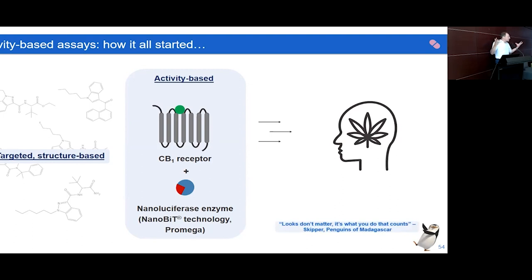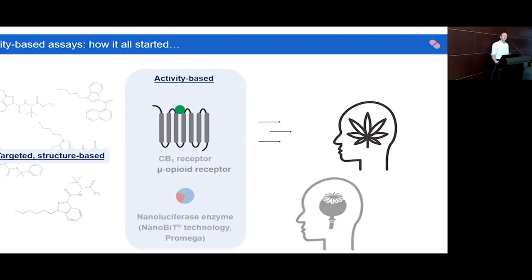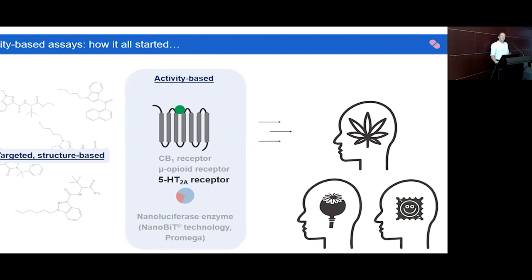And for those of you who have children that are fans of the Penguins of Madagascar, there's a famous saying by Skipper: looks don't matter, it's what you do that counts. You can recall the second part of my presentation like that, because it doesn't matter what a compound looks like, it's what it does that counts. If it binds to or activates the cannabinoid receptor, that's what we will measure. And this holds true not only for the cannabinoid receptor, but also for the mu opioid receptor and for the serotonin 2A receptor, which serves as a receptor for psychedelics. So we set up assay systems for all these different types of receptors.